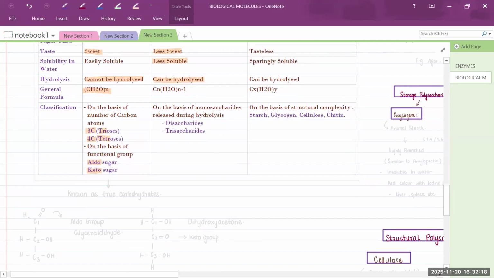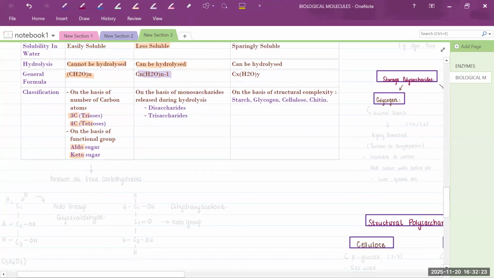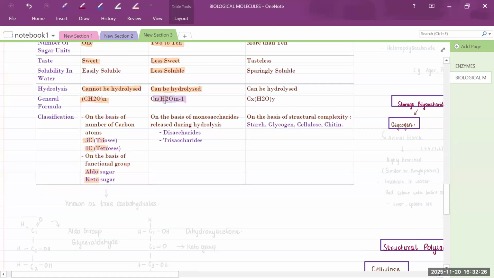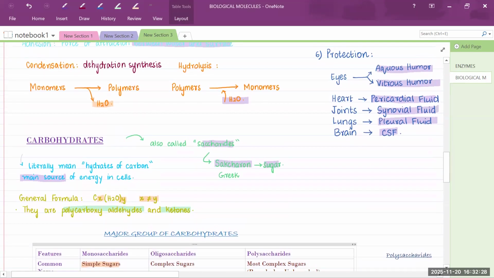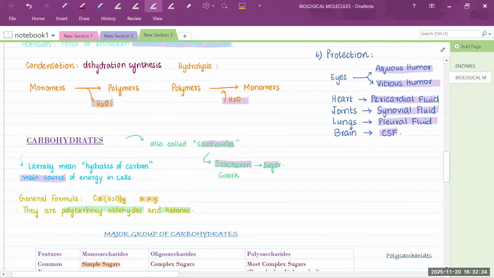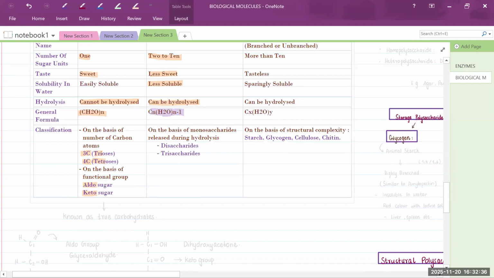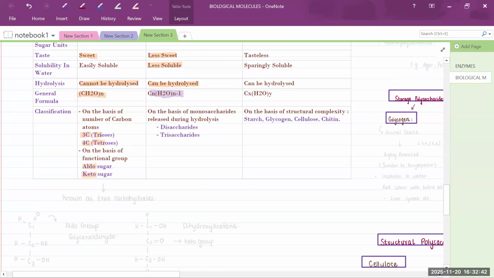Also, their general formula is CnH2n-On-1, because we are removing one water molecule as we saw in this one. Here we saw how converting from monomers to polymers, we remove one water molecule. So here we are also removing one water molecule. That's why it's n minus 1. They are classified on the basis of monosaccharides released during hydrolysis. So if we are releasing two monosaccharides, they're called disaccharides. If they're releasing three monosaccharides on hydrolysis, they are called trisaccharides.